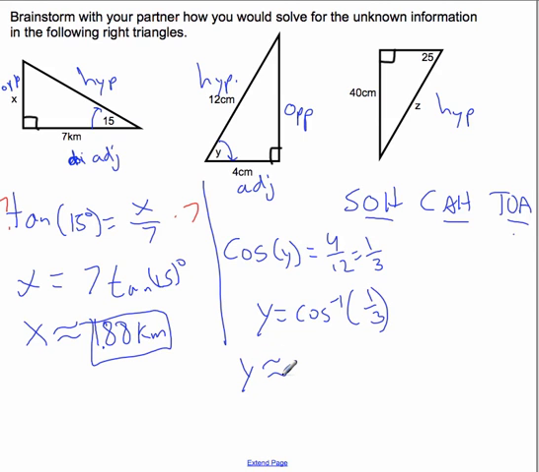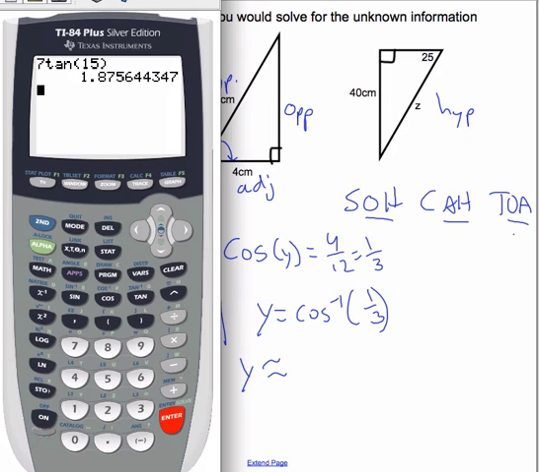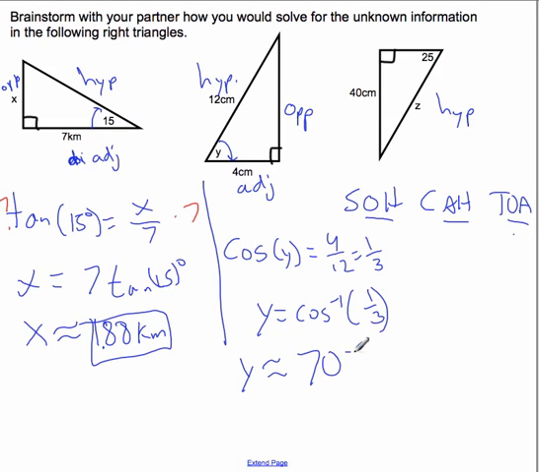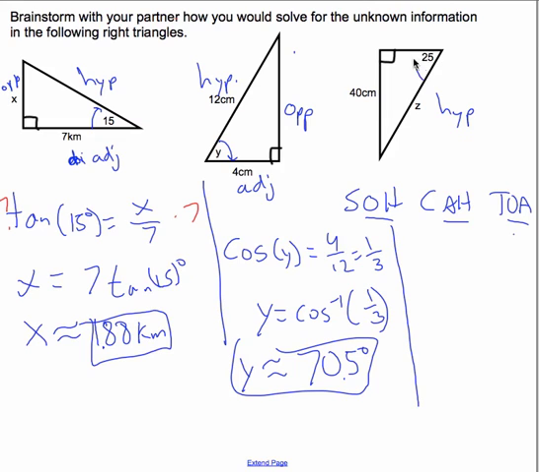Okay, I'm going to do that on the calculator. So I press second function, cosine, and 1 divided by 3. And we get 70.5, about 70.5 degrees.